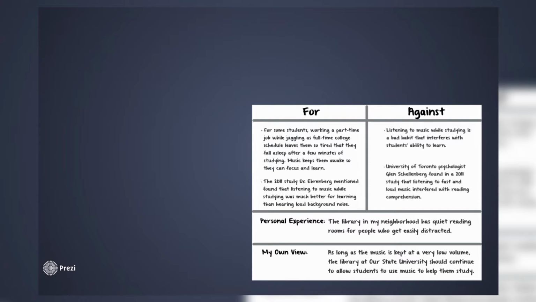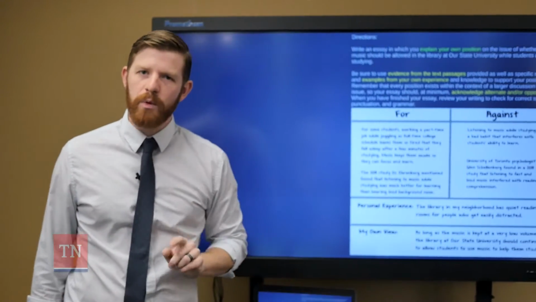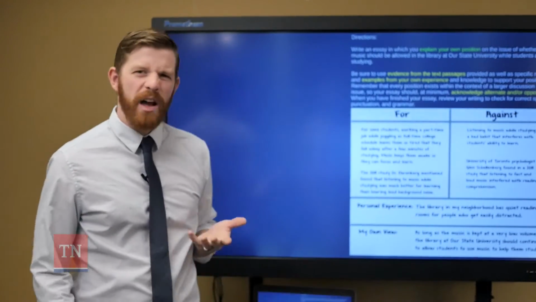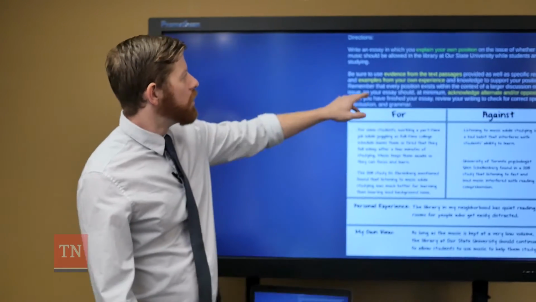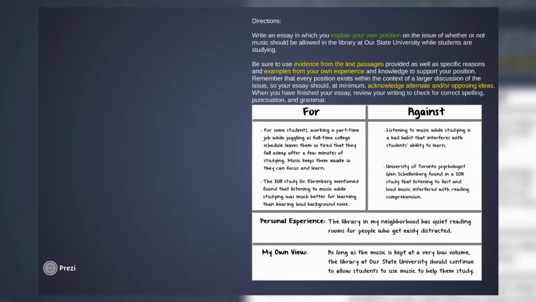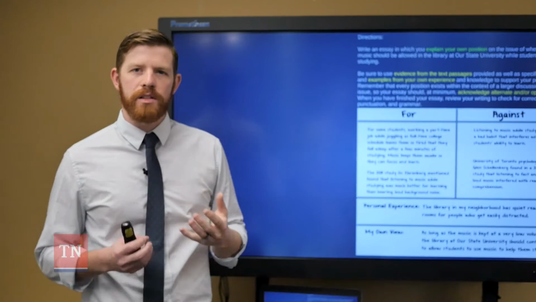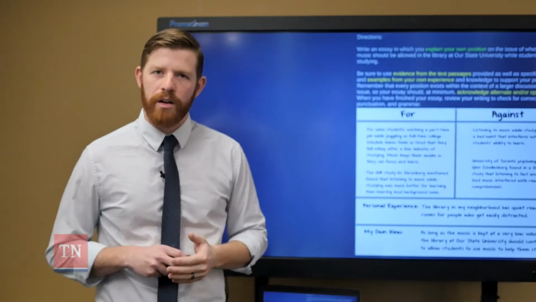So one last thing before we actually start writing this essay is we want to look back at the directions one more time and make sure that we are doing everything that they're asking us to do. We've got our own position here. We've got some evidence from the text passages that we'll pull in later. We've got an example from our own experience, and we've acknowledged alternate or opposing ideas here as well. So now that we have all of this stuff ready to go, we can actually begin to write our essay.